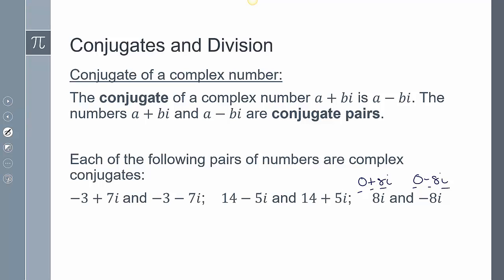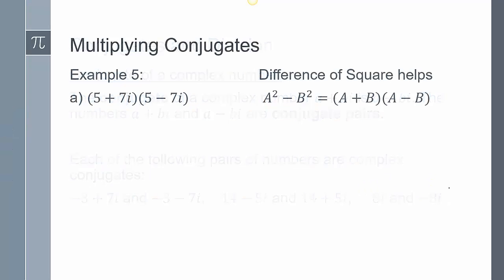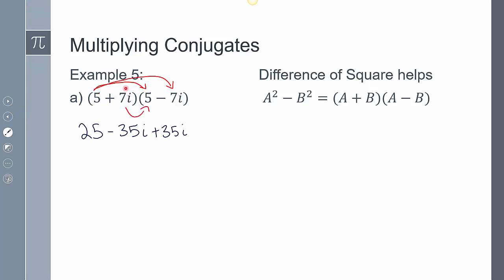Now there's an important aspect to these conjugates, and we're going to discover it right now. What happens when I multiply conjugates together? And it's actually kind of cool. So we know that these are conjugate pairs, a plus bi, a minus bi. Now if I multiply these together, 5 times 5, 25, 5 times negative 7i, multiply, multiply. So if I multiply all those together, now notice what happens.